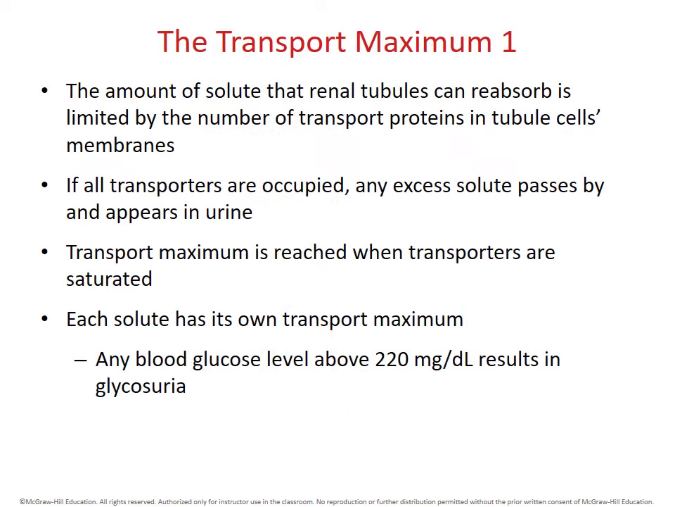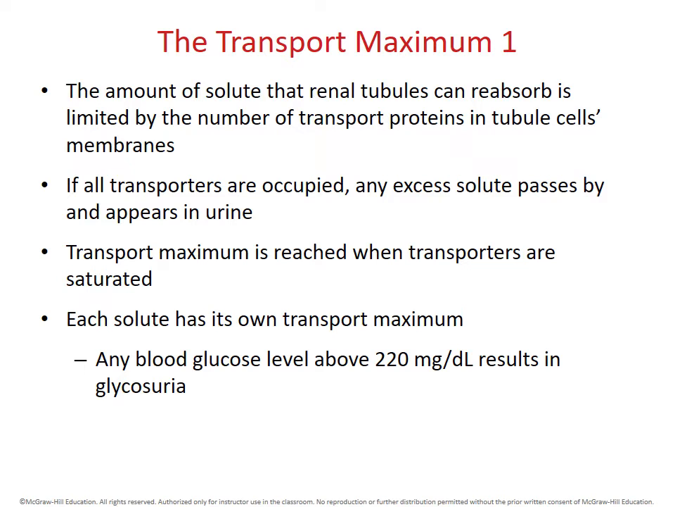Now, earlier I said when we were talking about glucose transport that, because we have a limited number of transporter molecules, it is possible to max out the carrier molecules and not be able to reabsorb all that we might want to. And so that's what we're talking about in this particular slide. This is just to let you know objective 106 in our chapter, the transport maximum.